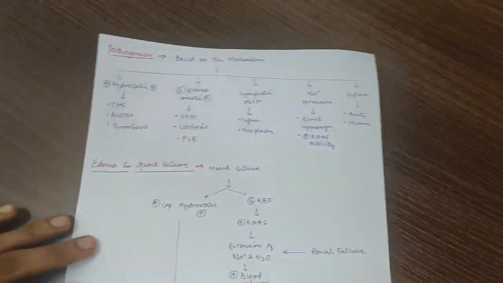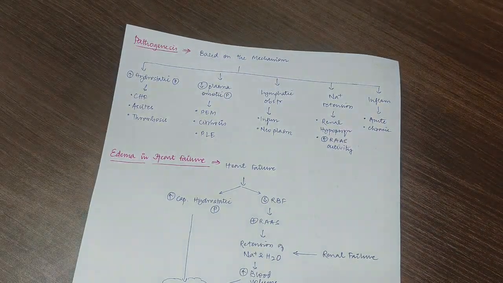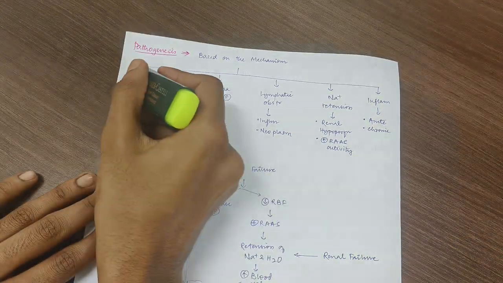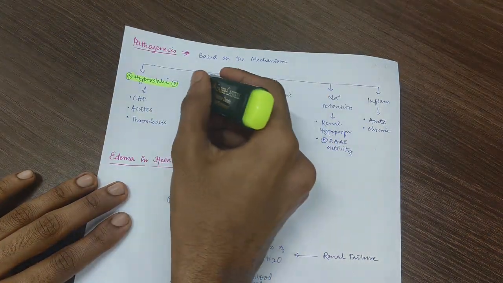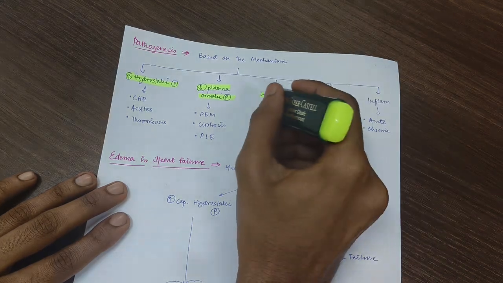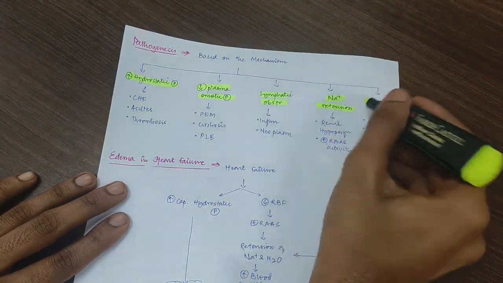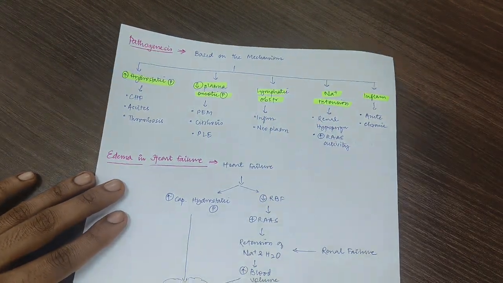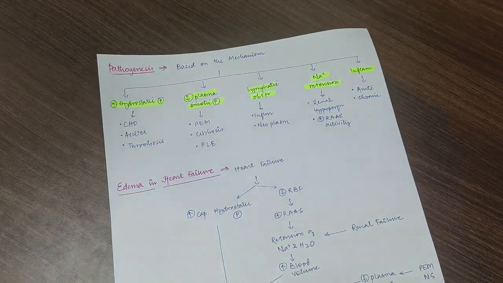Next, pathogenesis. Pathogenesis is based on the mechanism. One is because of increased hydrostatic pressure. Next is decreased oncotic pressure in the plasma, lymphatic obstruction, sodium retention and inflammation. These are the 5 mechanisms proposed for edema.